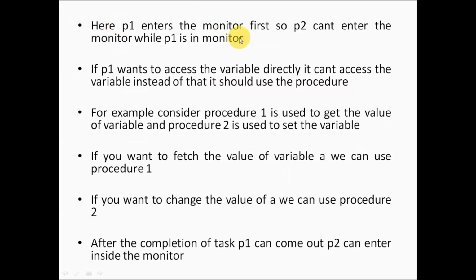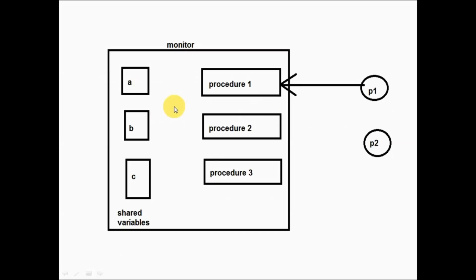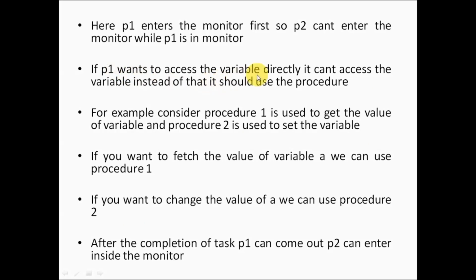Here P1 enters the monitor first. So P1 is inside the monitor. That's why P2 can't enter the monitor while P1 is in the monitor. Once P1 is completed, then P2 can enter the monitor. But if P1 wants to access the variable directly, it can't. P1 can't directly access this variable. Instead, the process should use the procedures to interact with variable C. Instead of accessing directly, it should use the procedure.